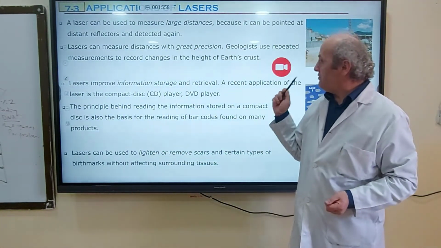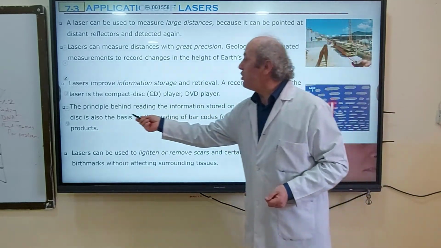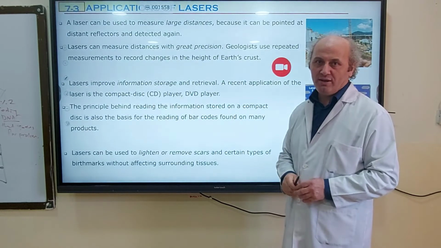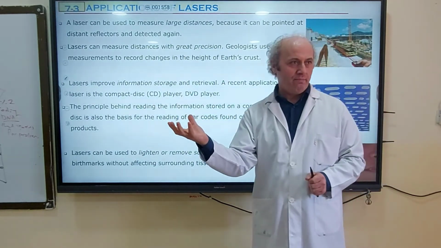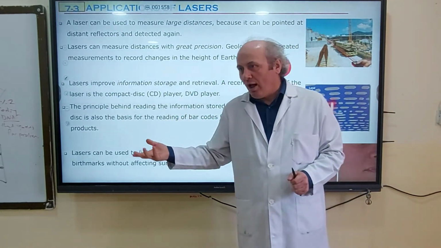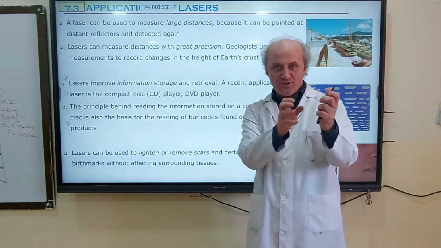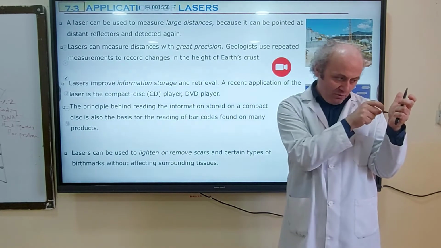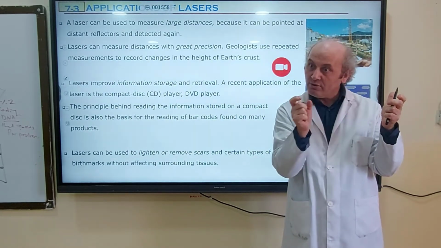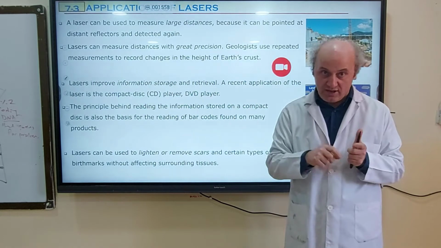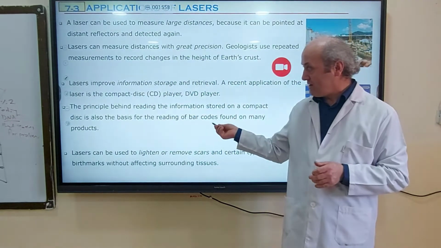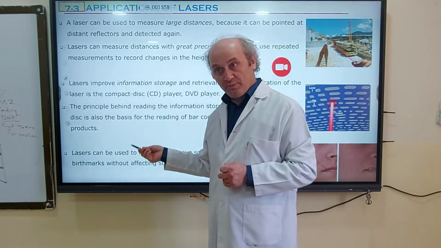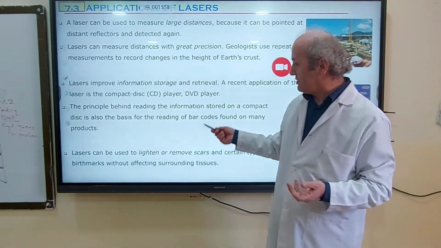The principles behind reading the information stored in the compact disc are also the basis for reading the barcodes found on many products. In the supermarket, you go and take a cola, you go to the cashier. The cashier holds that red light somewhere and reads it, because the information is coded in there. You read this information by using a laser. That red light is a laser. This is an exam question. I think this is one of the asked ones. All are important, all must be known. They can ask all of them, but this one is asked.